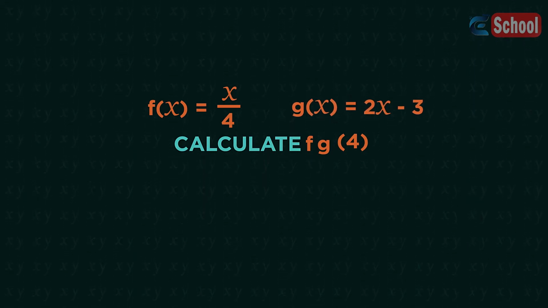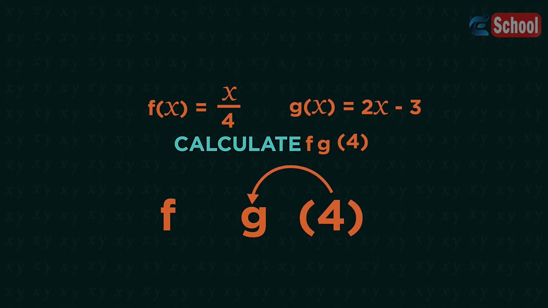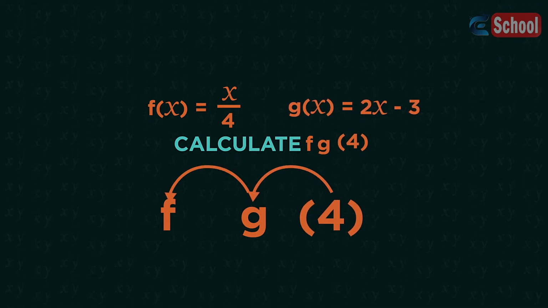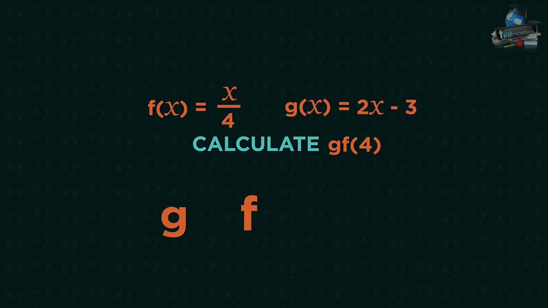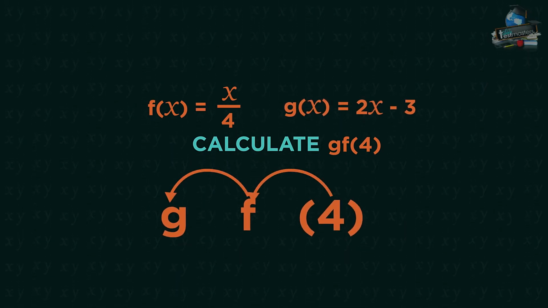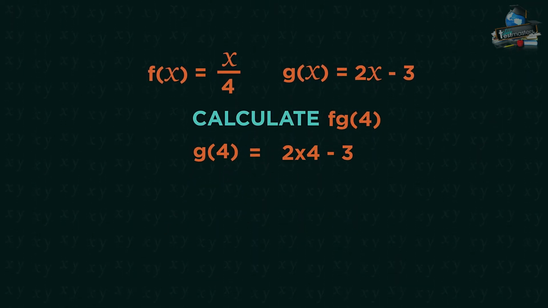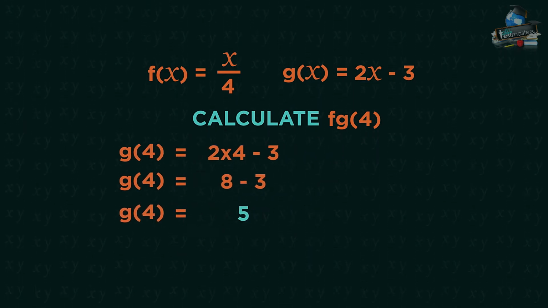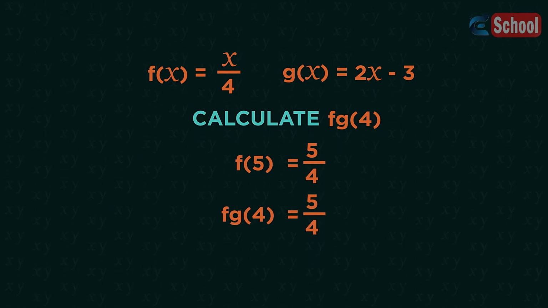We read backwards for functions. So we put 4 into g and then the output of that into f. Whereas if the question had been this, then it'd be asking us to put f into g. So we read right to left for composite functions. So let's go back to that first question. So start with g of 4, which gives us 5, and then we put 5 into f. And that's our final answer.